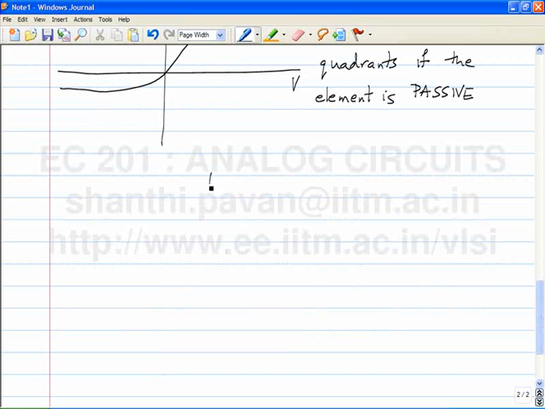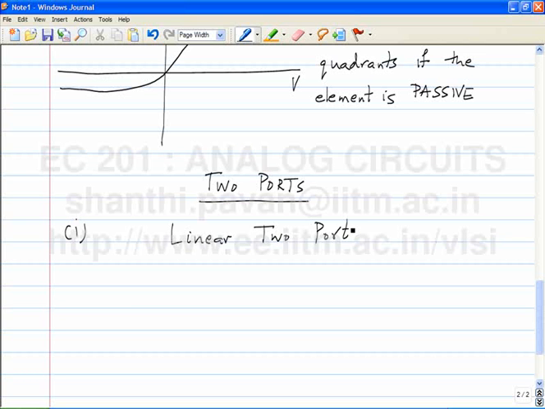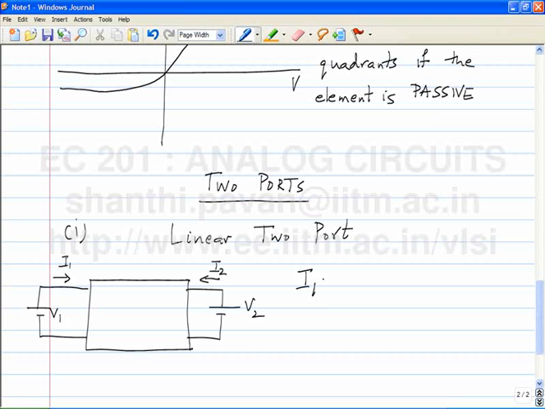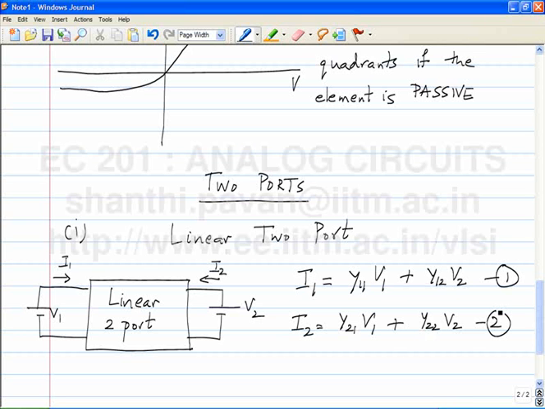So the next thing is two ports. The first case is to consider a linear two port. And how do we characterize a linear two port? Let me take the Y parameter example. So I1 is Y11 V1 plus Y12 V2, and I2 is Y21 V1 plus Y22 V2. So clearly the independent variables are V1 and V2. The dependent variable is I1 in the first equation and I2 in the second.